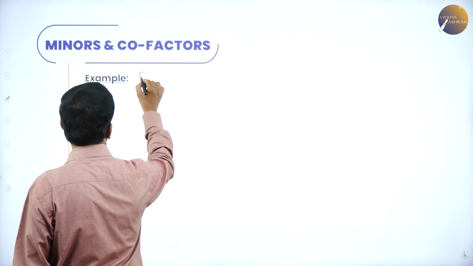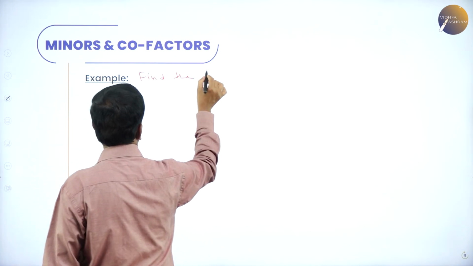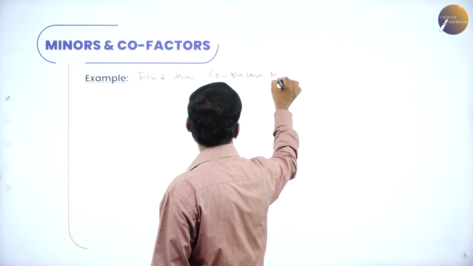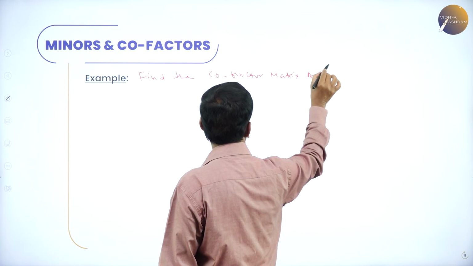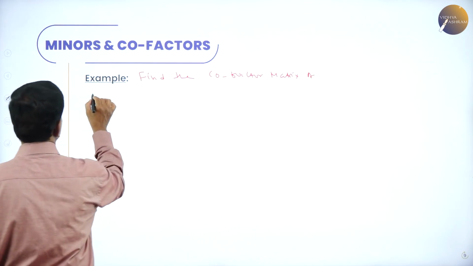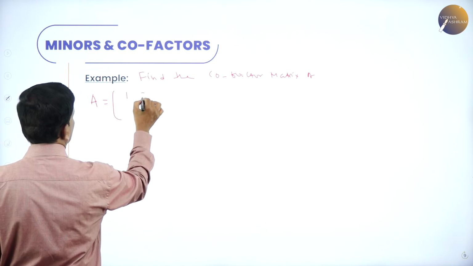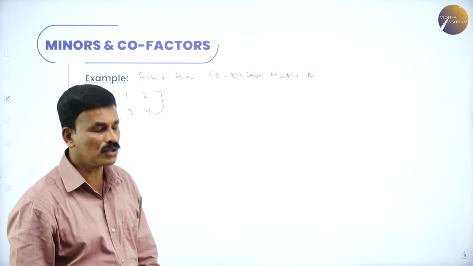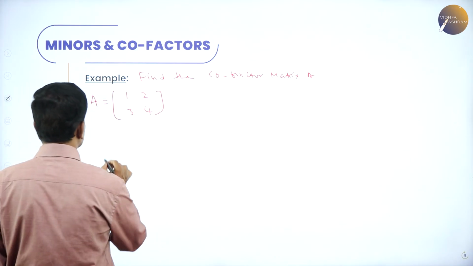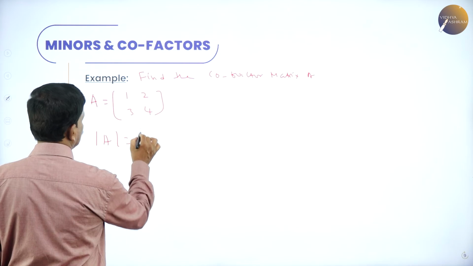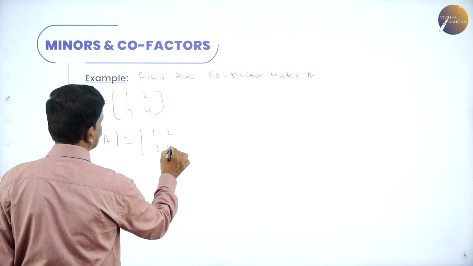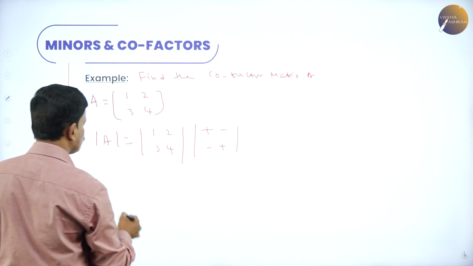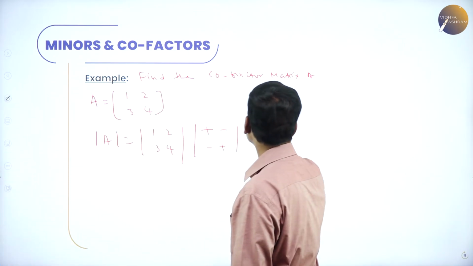Find the cofactor matrix of A is equal to 1, 2, 3, 4. Let me start with 2 rows and 2 columns. So, how to find the cofactor matrix? The determinant of A is equal to determinant 1, 2, 3, 4. Keep it in mind, the signs are always plus, minus, minus and plus. Now, write down the cofactors.